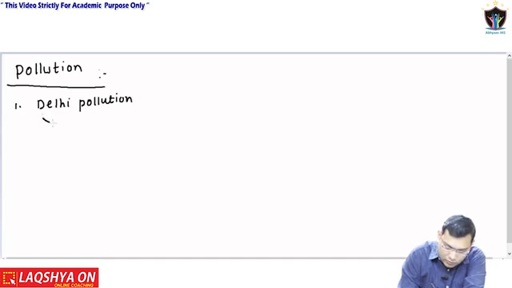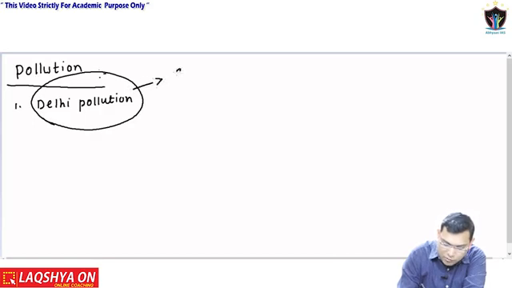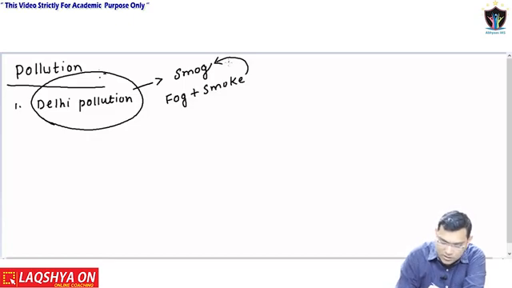Right now, in this Delhi pollution, Delhi comes under smog. What is smog? Fog plus smoke. Smoke is nothing but smog. Now, how is the smoke released? How is the Delhi pollution worst? Nothing but from the agriculture residues.